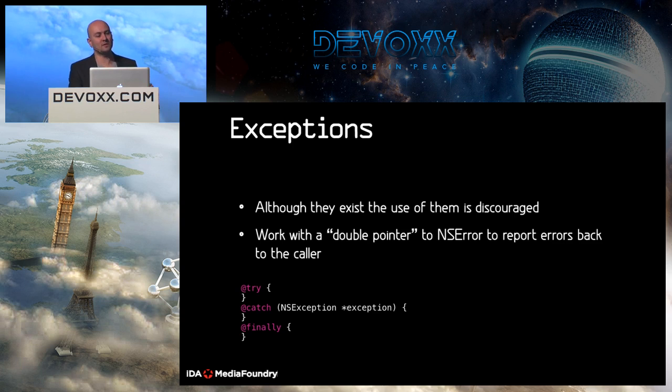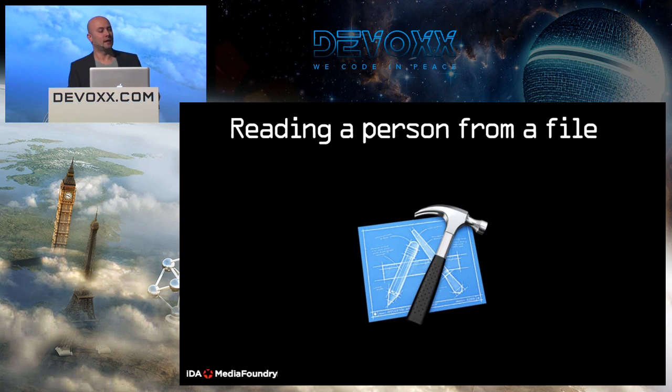And this alternative is NSError. So again, a class coming from Foundation. And what we'll do is we will use this double pointer so that we can really change in our method the object itself, and that will reflect in the caller of our method. We will see this in an example.